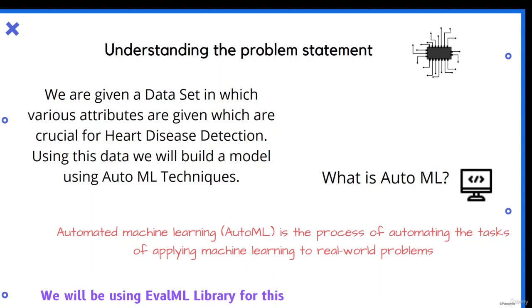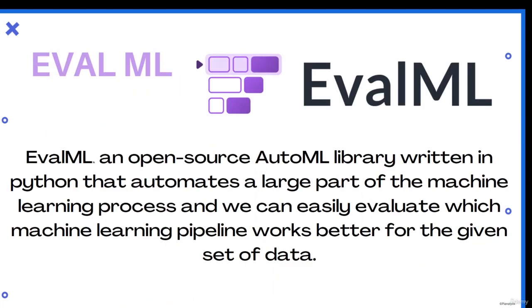Now, as I have said, the main topic for our project is AutoML techniques, so let us give a brief introduction of what AutoML is. As written, automated machine learning is the process of automating the task of applying machine learning to real world problems. Basically, auto machine learning is a tool or a library which does all the dirty work, that is the model building, model validation, and the other parts for you. We'll be using the EvalML library for this project. As we progress, you'll come to know more about these libraries.